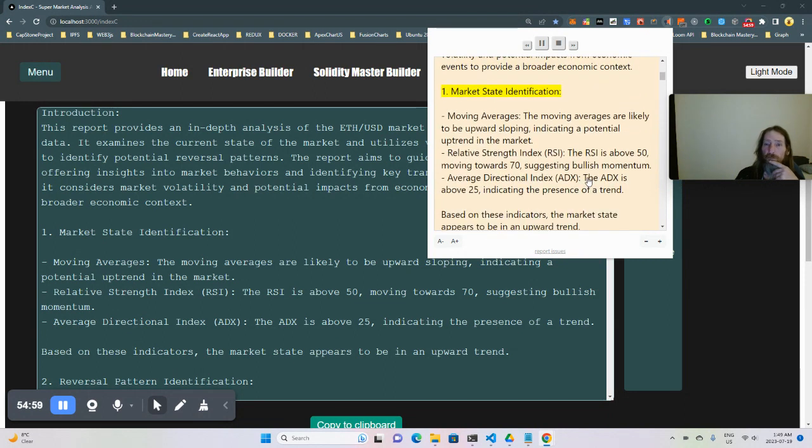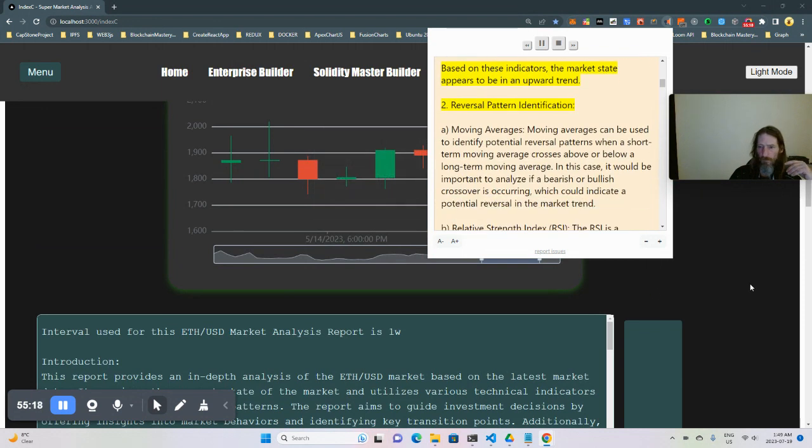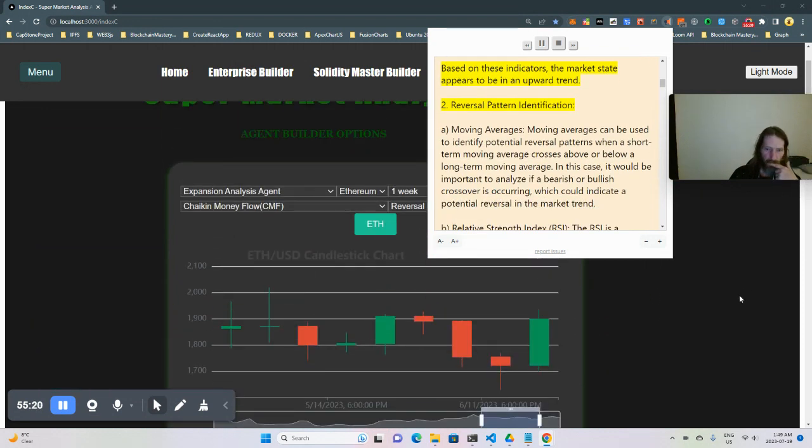1. Market state identification. Moving averages. The moving averages are likely to be upward sloping, indicating a potential uptrend in the market. Relative Strength Index, RSI. The RSI is above 50, moving towards 70, suggesting bullish momentum. Average Directional Index, ADX. The ADX is above 25, indicating the presence of a trend. Based on these indicators, the market state appears to be in an upward trend.